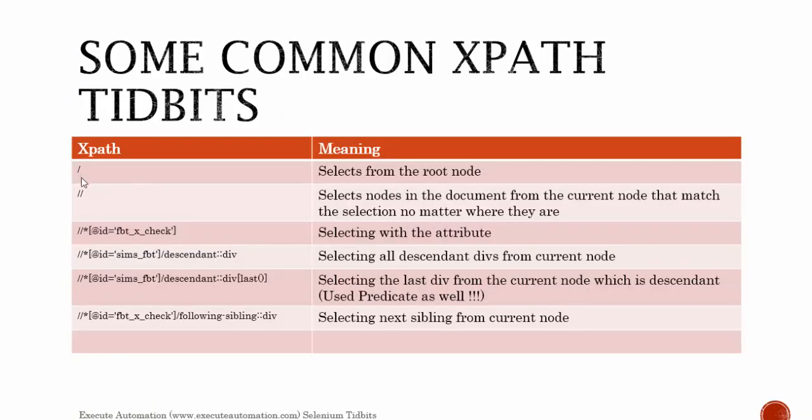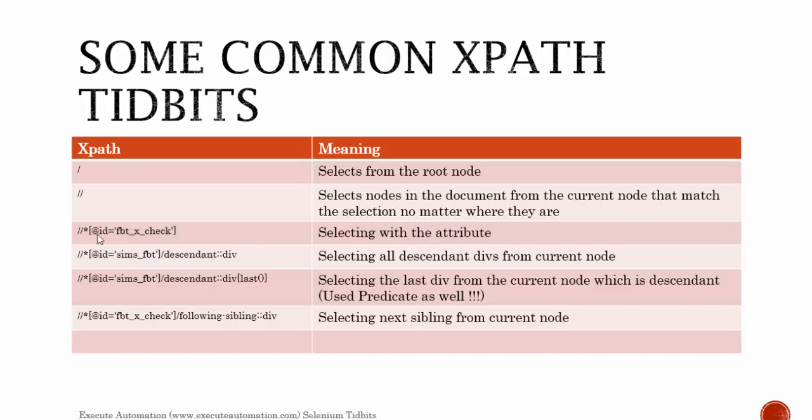If there is a single slash, then it selects from the root node, right? If there is a double slash, then it selects a node in the document from the current node that matches the selection no matter where they are. Meaning, if your node is deep into the page and you want to directly go to that particular node, then you can just put a double slash rather than a single slash. If you put a single slash, then it will actually select from the root node, right? And you can also select an element using its ID property like this. So this is selecting with the attribute ID, right?